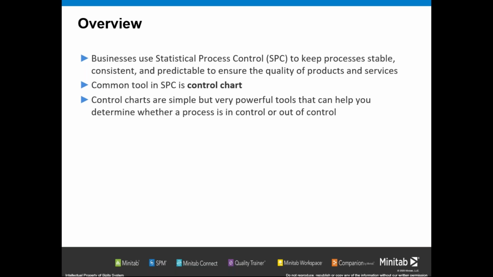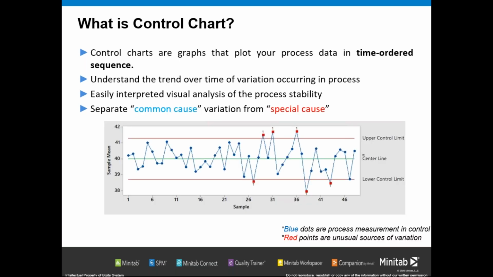Okay, control charts are simple but very powerful tools that can help you determine whether a process is in control or out of control. Let's say simple because there is no complicated calculation inside. Okay, so that's why we say it's simple maybe, but it's very powerful. So a control chart is a graph that plots your process data in time order sequence. Okay, so from the control chart you can understand the trend over time of variation occurring in the process.